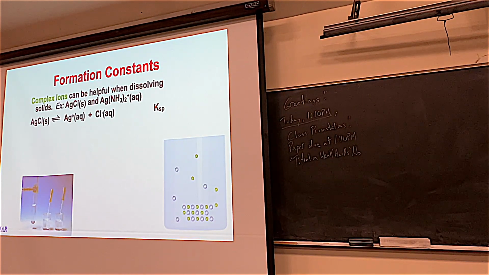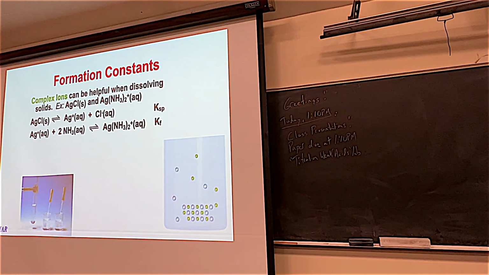If you wanted to know how this works, you could find the Ksp for silver chloride after this section, which is just in a table. Remember the Ksps: the solid is the reactant, and the ions that go into it are products.